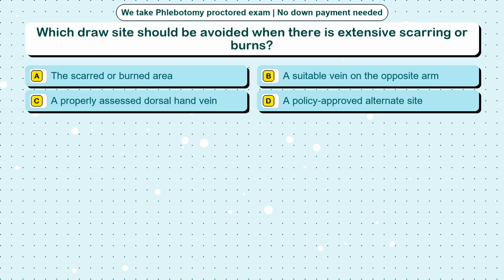Question 87. Which draw site should be avoided when there is extensive scarring or burns? Option A, the scarred or burned area. Option B, a suitable vein on the opposite arm. Option C, a properly assessed dorsal hand vein. Option D, a policy-approved alternate site.